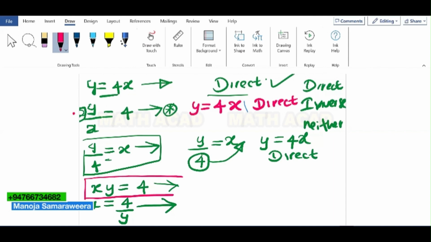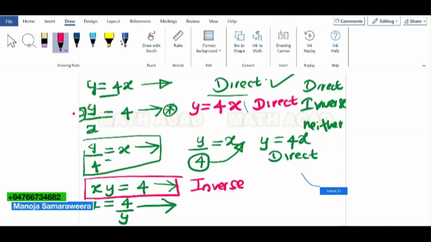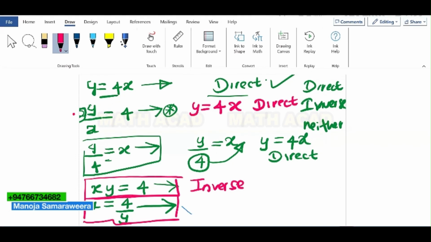Question number 4. This one will be an inverse. Very good. Inverse. What is the reason for your answer? Because it's in the xy. Yes, xy product is equal to a constant value, right? Yes. This question, you can rearrange the terms.